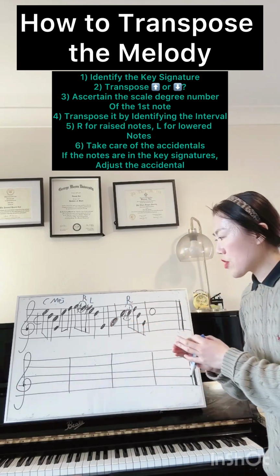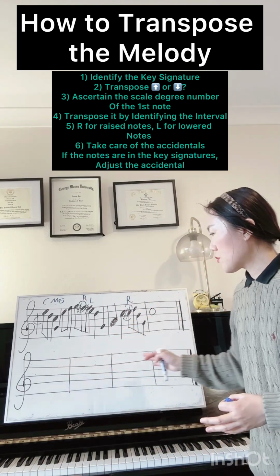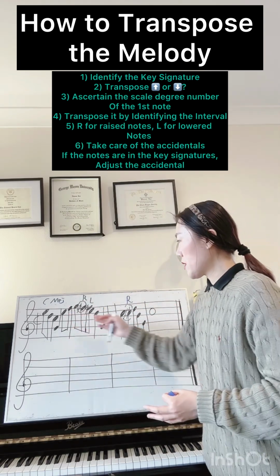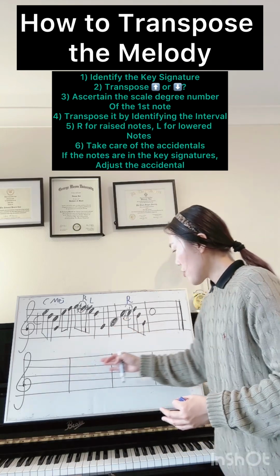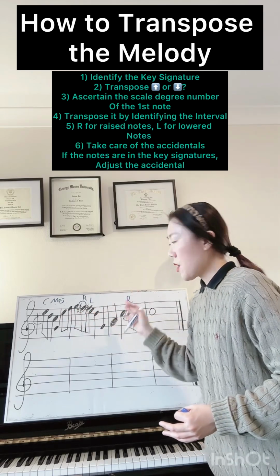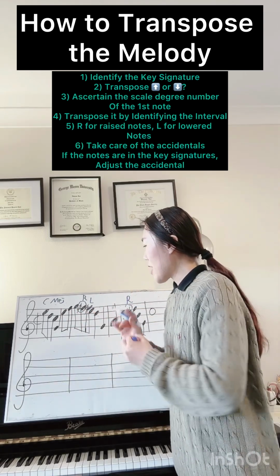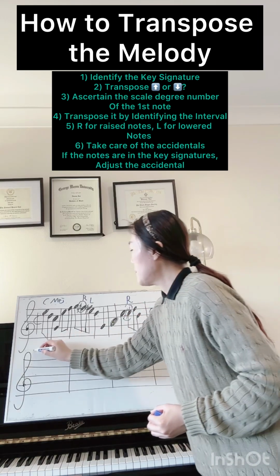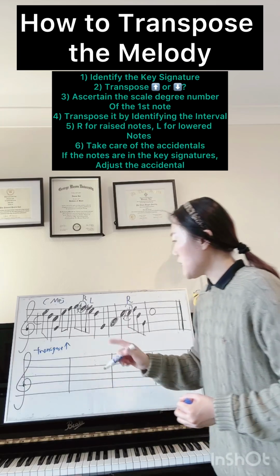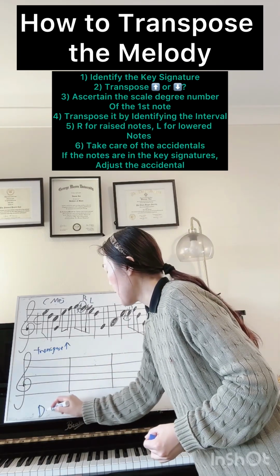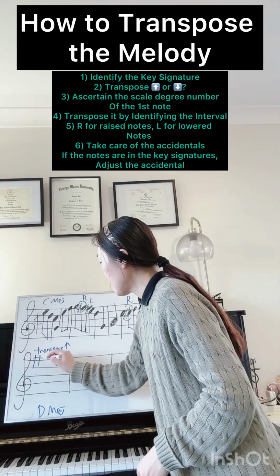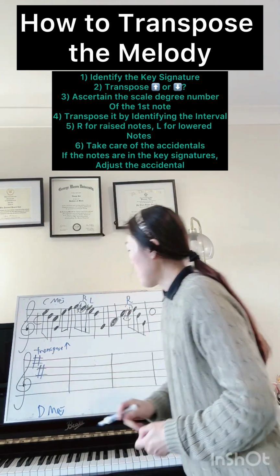All right, so when you have to transpose up, every note that you're writing for transposition must be above the given melody. If you're transposing down from the given melody, all the notes that you're transposing must be below the notes from the given melody. Okay, so now we're transposing up to D major. So what is the key signature of D major? F sharp and C sharp, right? So I'm writing down the key signature, F sharp and then C sharp, okay?